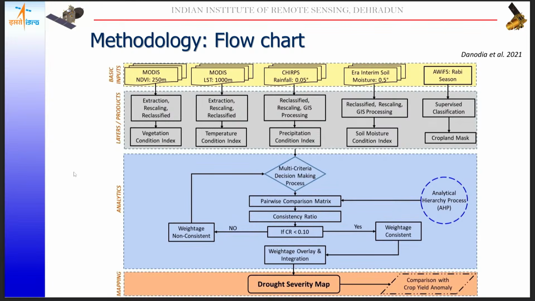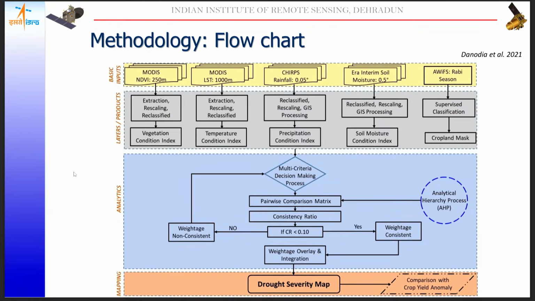Then we utilized the CHIRPS rainfall datasets, which define the rainfall, because rainfall is an important parameter. The fourth one is the ERA-Interim soil moisture, from which we derived the soil moisture condition index. In the Rabi season, for half of the crop duration, crops simply survive on the residual soil moisture. So soil moisture is an important parameter to compensate the loss of water through evapotranspiration, as well as important for normal photosynthesis activity.